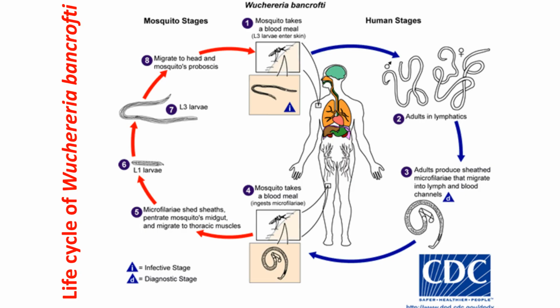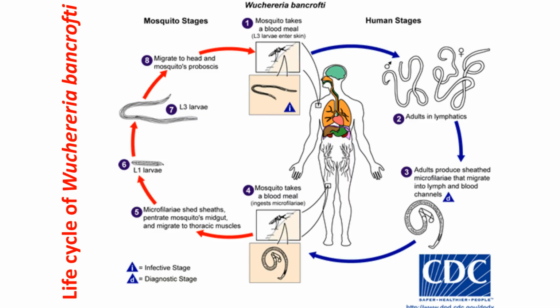When this infected mosquito bites another person, the L3 larvae are deposited onto the skin and enter through the bite wound. Once inside the human body, these larvae migrate to the lymphatic vessels and lymph nodes. In the lymphatics, the larvae mature into adult worms over several months. The adult worms can live for 5 to 8 years. The male and female worms mate, and the females begin producing thousands of microfilariae daily.